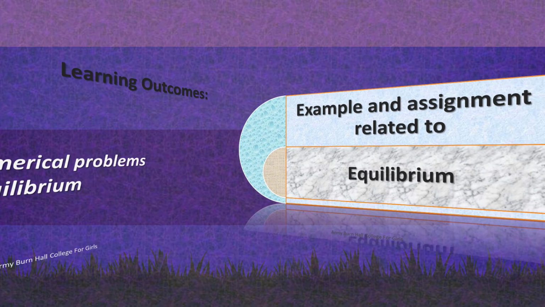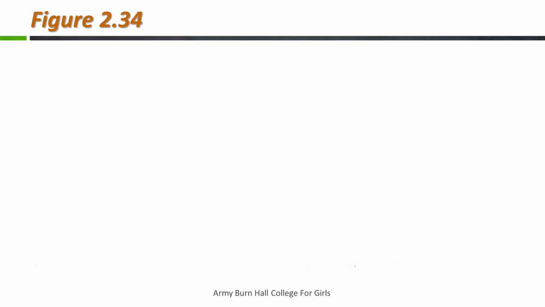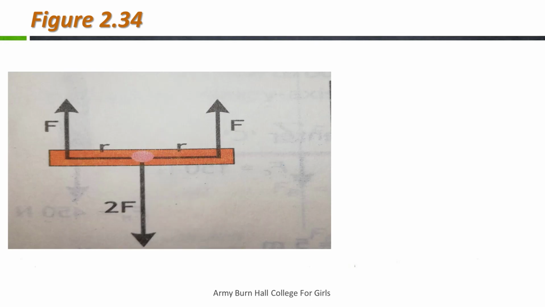Before moving towards the example and assignment related to equilibrium, let's first discuss figure 2.34 in your book, page number 65. So you can see we are having this figure in which we are having, let's say, a body in this shape. You can see that we are having an axis of rotation, and different forces are being applied on this body.